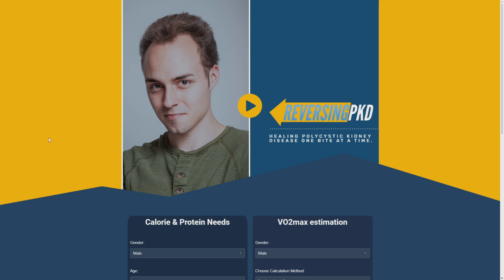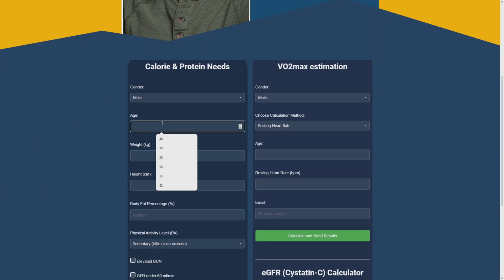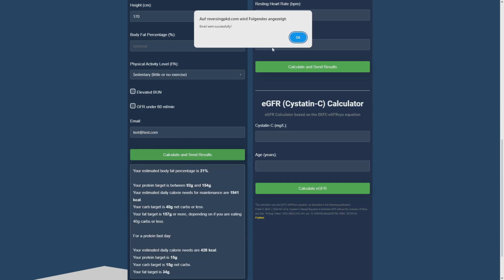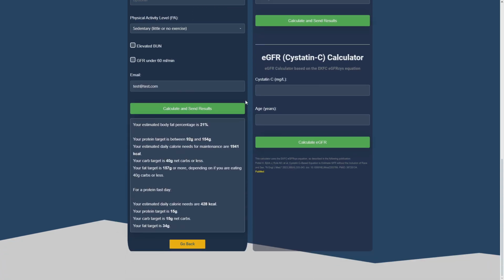Let's look at a concrete example. I put in for a male, age 30, 70 kilograms, 170 centimeters body size. So estimated body fat percentage is 21%. Protein target, 92 grams. Calorie needs, 1,941 calories. Carb target, 40 grams or less. Fat target, 157 grams or more, depending on if you're eating 40-gram carbs or less, because we need to meet the calorie target if we don't want to lose weight.